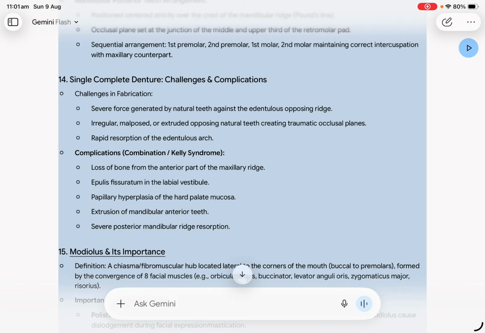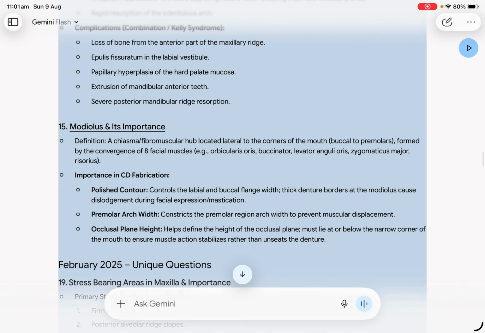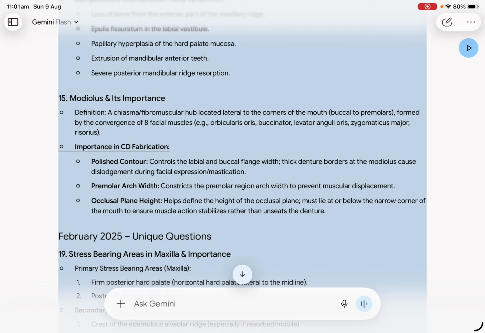15. Modiolus and its importance. Definition: a chiasma, a fibromuscular hub located lateral to the corners of the mouth, buccal to premolars, formed by the convergence of 8 facial muscles, for example orbicularis oris, buccinator, levator anguli oris, zygomaticus major, risorius. Importance in complete denture fabrication: polished contour controls the labial and buccal flange width. Thick denture borders at the modiolus cause dislodgement during facial expression and mastication.